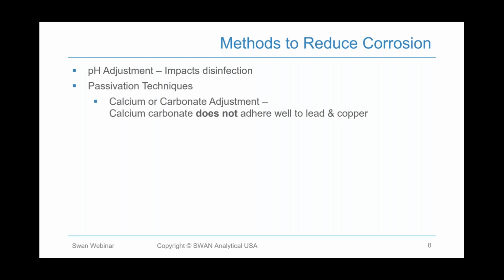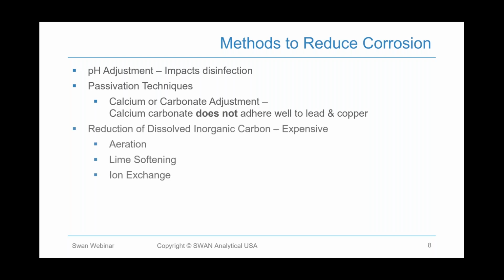So you can use calcium or carbonate adjustment, but it's important to note that calcium carbonate doesn't adhere well to lead and copper. So while this is an inexpensive method, it's not very effective. One of the best methods for reducing is to reduce our dissolved inorganic carbons. So let's try to actually get rid of the things that are causing the corrosion: aeration, lime softening, ion exchange.